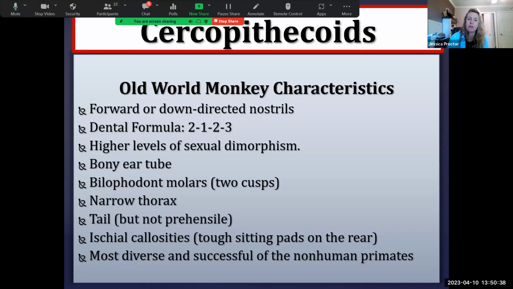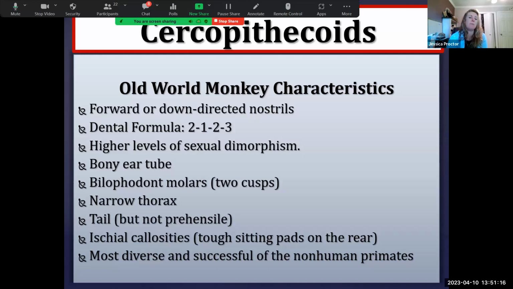Their dental formula, so when you divide the mouth into quadrants, you see in each quadrant there are 2 incisors, 1 canine, 2 premolars, and 3 molars. So there's 1 less premolar than we saw in the platyrrhines. They tend to have higher degrees of sexual dimorphism. So remember, sexual dimorphism is simply the differences in overall body size between males and females. It can also refer to the differences in some physical attributes like the sagittal crest we'll talk about later on in this lecture. Also the sexually dimorphic canines that we'll see in a lot of the baboons.